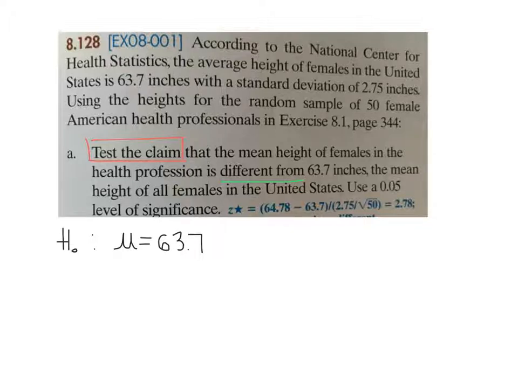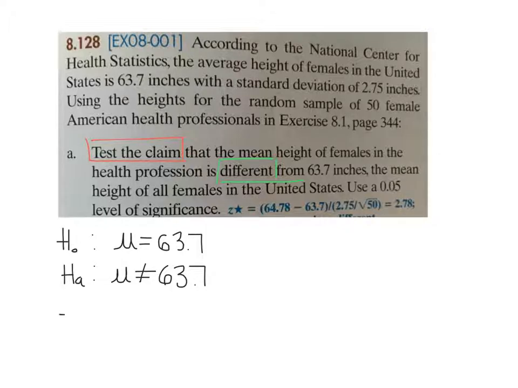Because they identified that we want to test that claim to see if we have evidence to say that it is different from 63.7 inches, they are identifying that they want us to run a two-tailed or two-sided hypothesis test. We don't know if it's going to be more, we don't know if it's less, just that it's different, which means in the alternative, we're going to say that mu is not equal to 63.7.